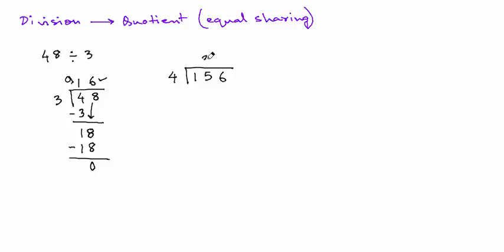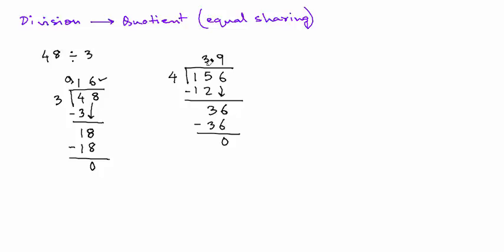Write a 3 on the top. Multiply 4 with 3. Get a 12 down. Subtract. 15 minus 12 is 3. Bring the 6 down. That becomes a 36. And do the same steps again. Divide 36 with 4. 4 times 9 is 36. Multiply the digit that you wrote down on the top with the divisor. 9 times 4 is 36. Subtract. You have a 0. And there's no digit to bring down.